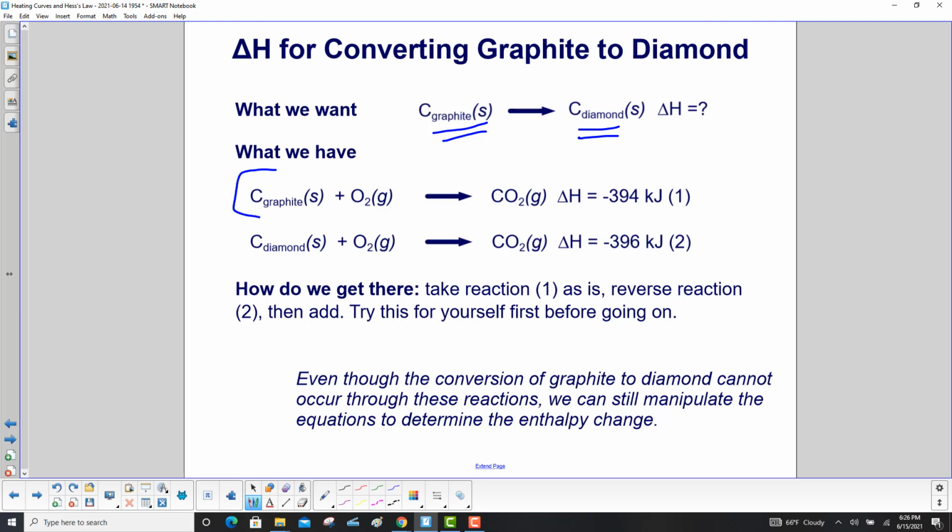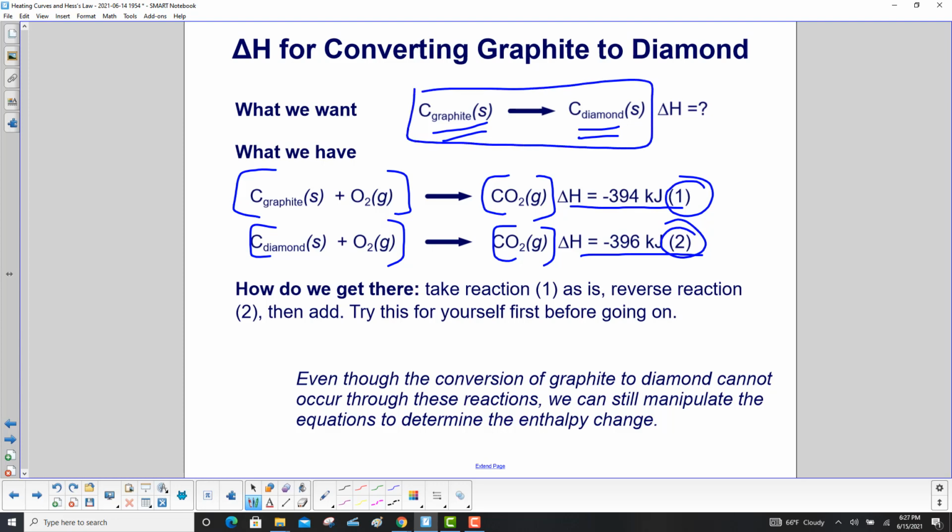But we have the enthalpy change for graphite plus oxygen forming CO2. And that delta H is minus 394 kilojoules. We'll call that equation 1. We also have diamond combusting to form carbon dioxide, and that has a delta H of minus 396 kilojoules. Call that equation 2. Now we want to come up with this equation right here. One way of doing that is to take reaction 1 as is, and then reverse reaction 2 and add them together. Try that first before going on.